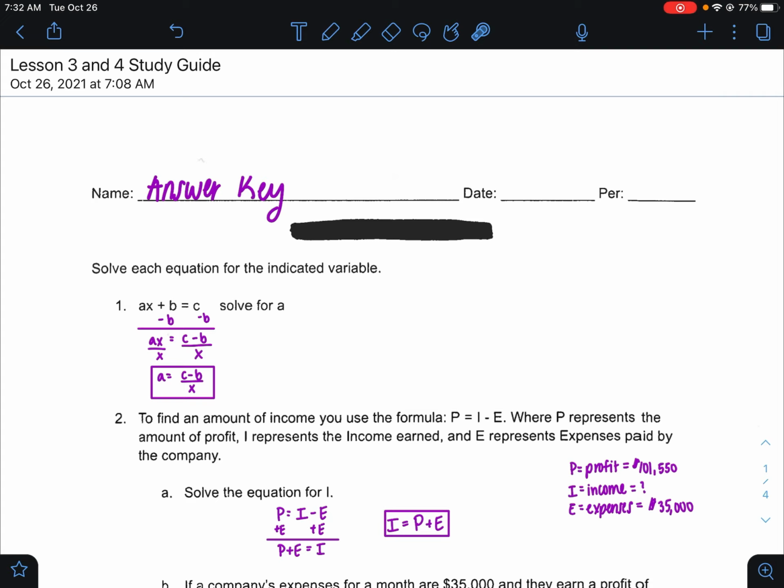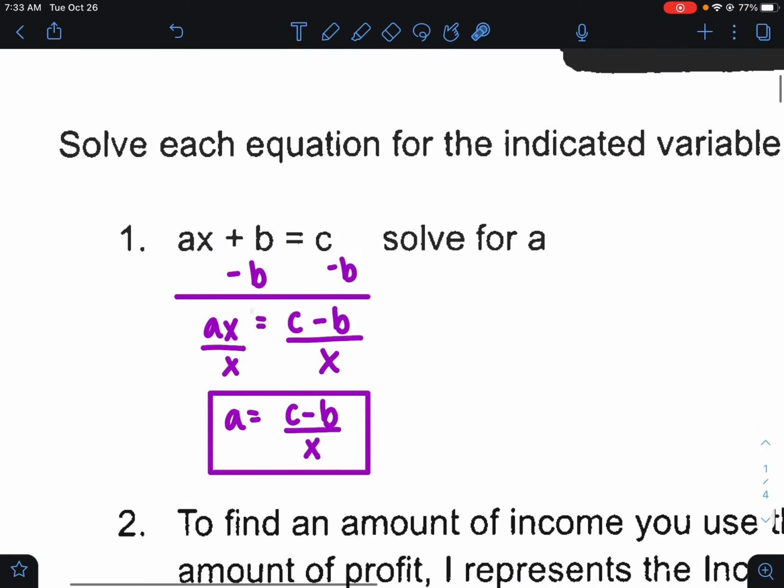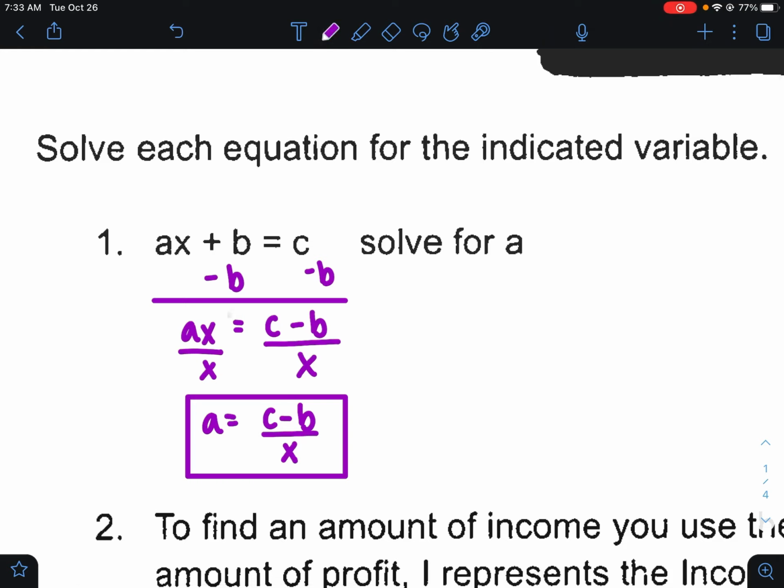The first skill that we talked about here was rearranging equations for specific variables, or what we called solving for each equation. Number 1 here, solve for A. What does that mean? That means take that equation and rearrange it so that A is equal to something.